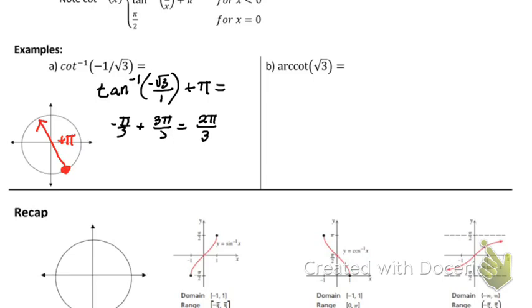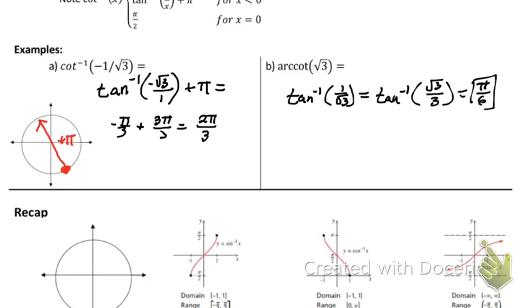Well, our next one is pretty easy. It's just arc cotangent of a positive. For positive, all we have to do is take tan inverse of the reciprocal, which would be 1 over square root of 3. I don't have to add pi because it is positive. It would be in quadrant 1. Both tangent inverse and cotangent inverse live in quadrant 1, so we don't have a problem there. We should multiply the top and bottom by square root of 3, which would give us tan inverse of square root of 3 over 3. Where does tangent equal square root of 3 over 3? Well, that equals it at pi over 6.